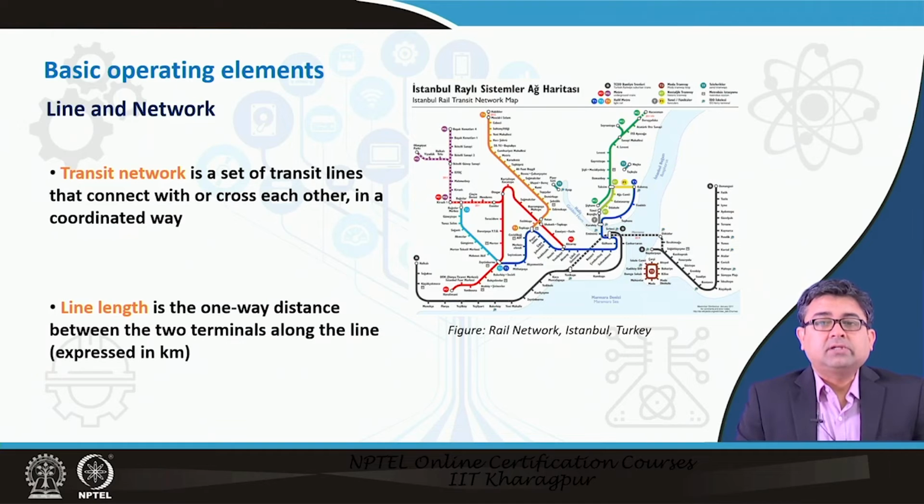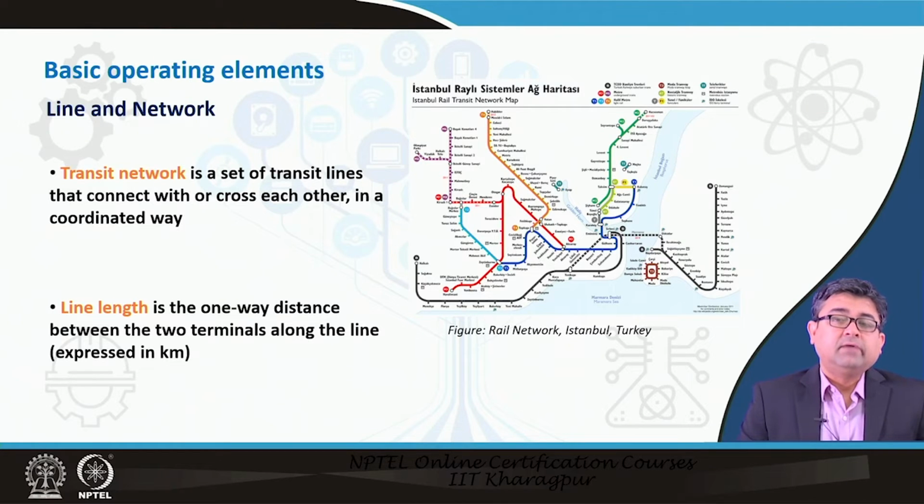So, the crisscross is by design. It is not accidental or due to different alignments coming to meet at one point, but they are actually designed in such a way that people can move efficiently from one point to the other in the city. So, that is what is a transit network. So, all of these lines collectively would represent a transit network.